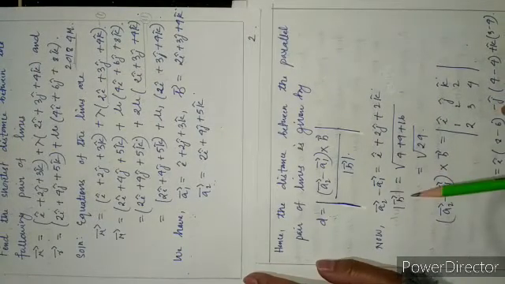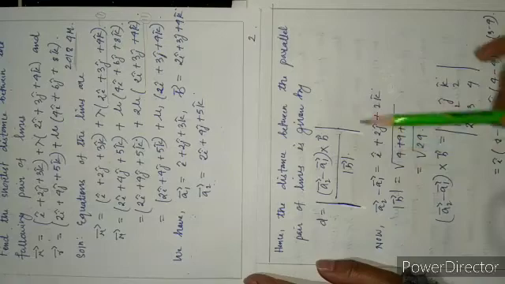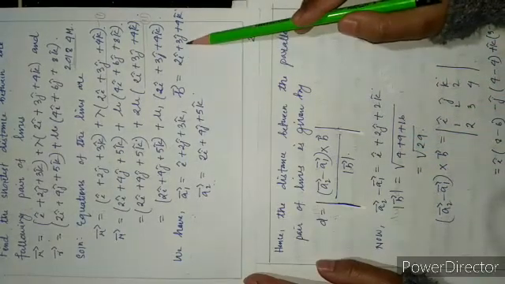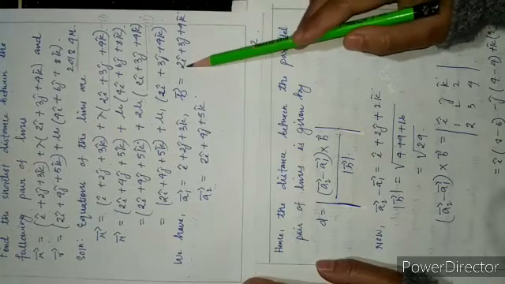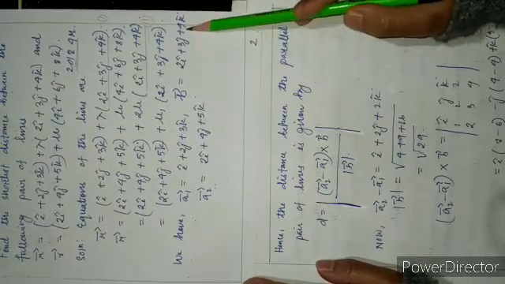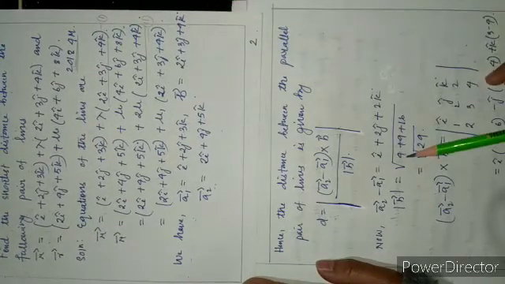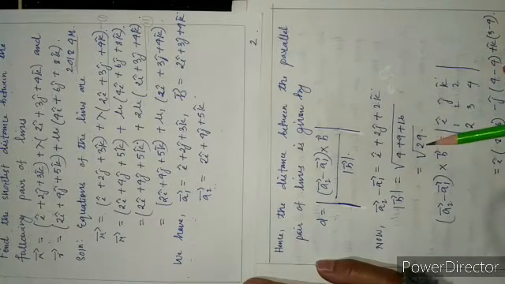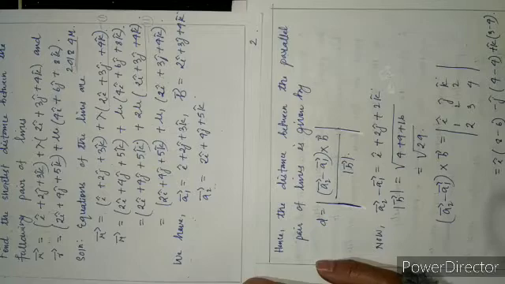Next, find the magnitude of b. The magnitude of b is root over the components of 2i cap plus 3j cap plus 4 times k. The x component is 2, y component is 3, and the z component is 4. 2 square is 4, 3 square is 9, 4 square is 16, and their sum is root over 29. This is the magnitude of the b vector.